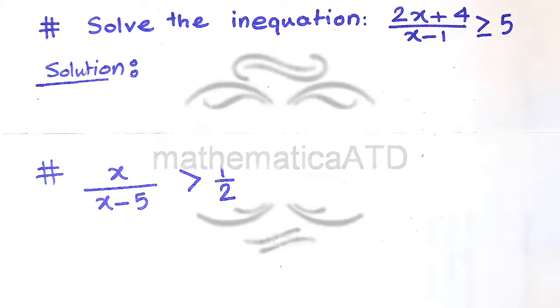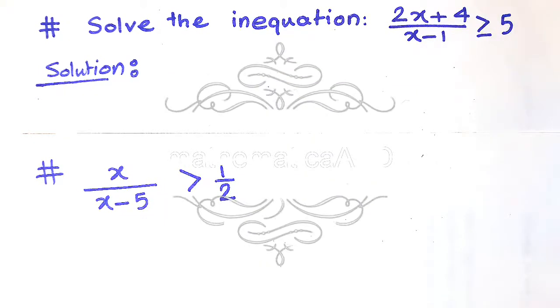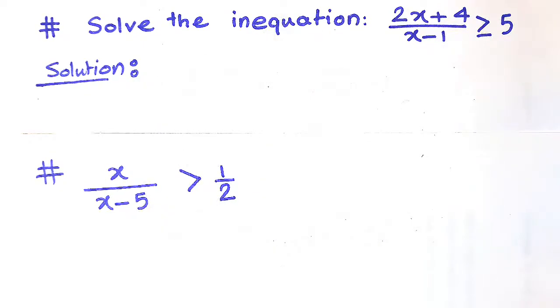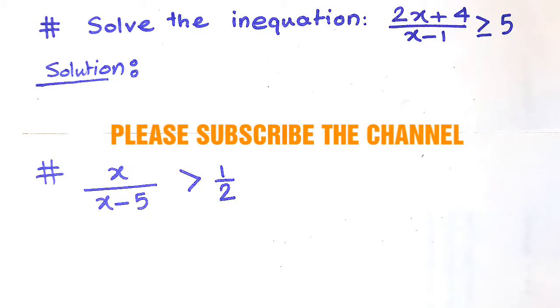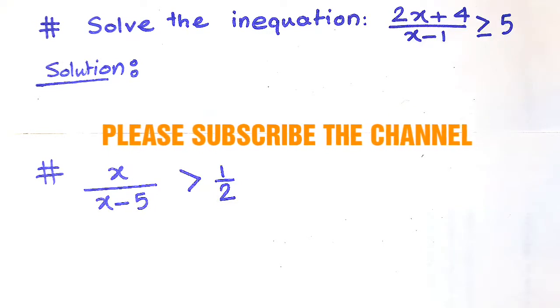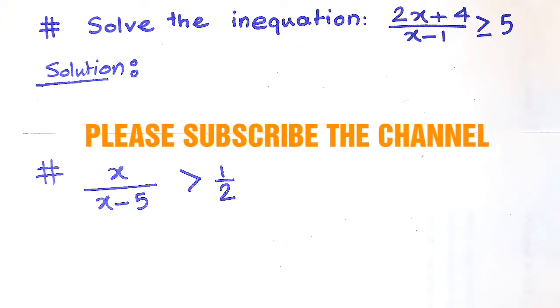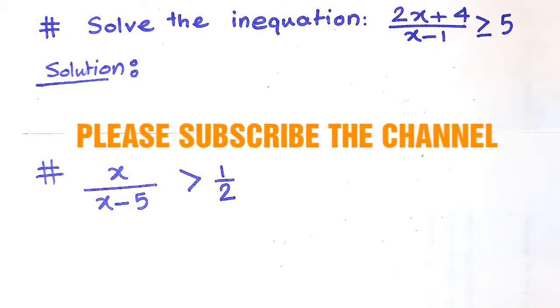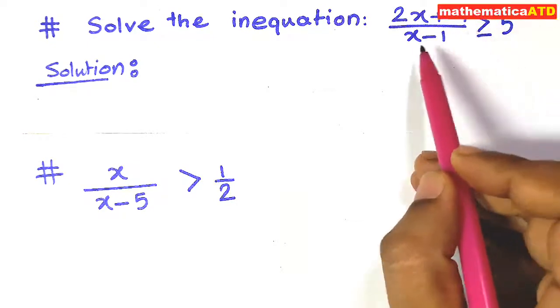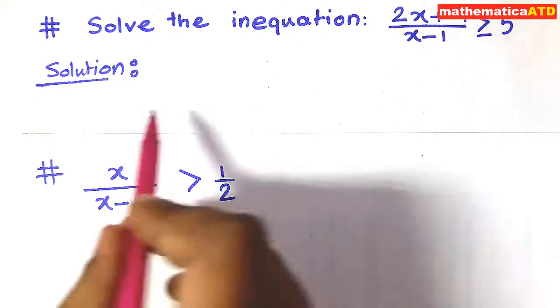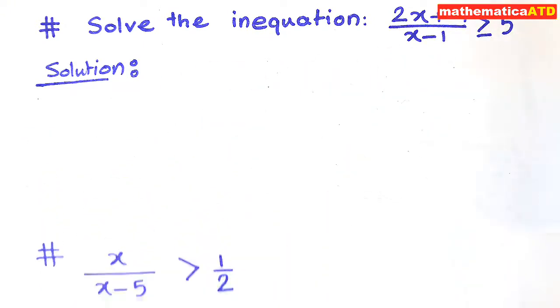Welcome back, friends. In the previous tutorials, we have learned how to solve a linear equation in one variable. In this section, we shall use it to solve a system of linear inequations in one variable. We have taken two examples. First of all, we shall solve the inequation (2x + 4)/(x - 1) ≥ 5. So we shall solve this one first.